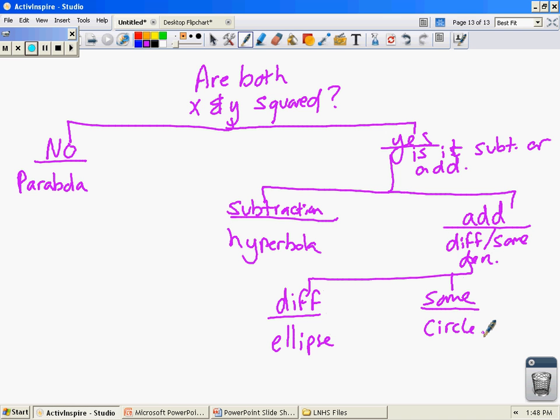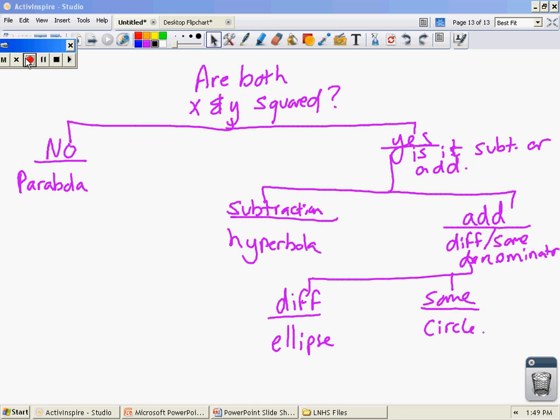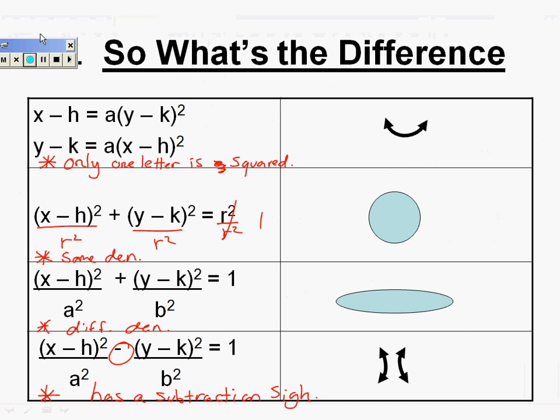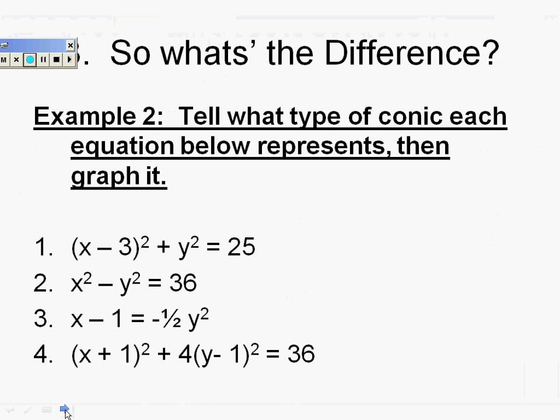So that's the mental process I go through when I'm looking at these and I want to see, well, what is this exactly? First of all, I look and see if they're both squared. Then I go from there. Put this to use. Okay, go ahead and write down your directions in number 1, please.